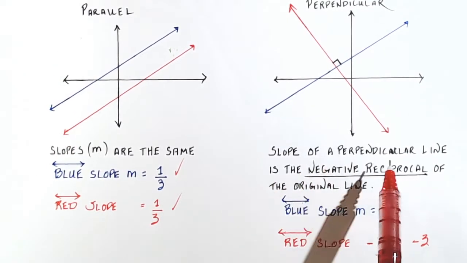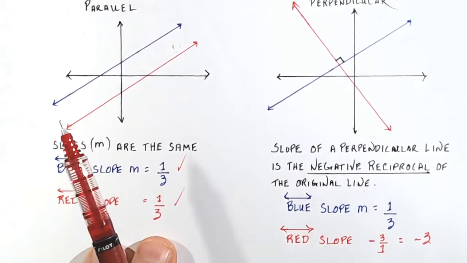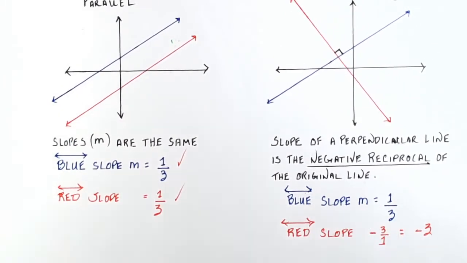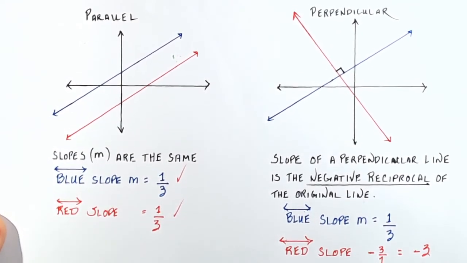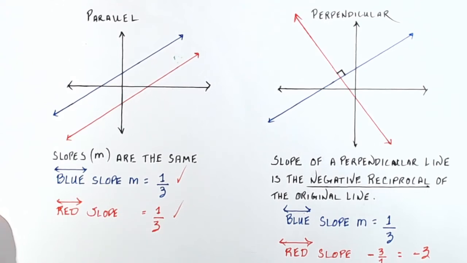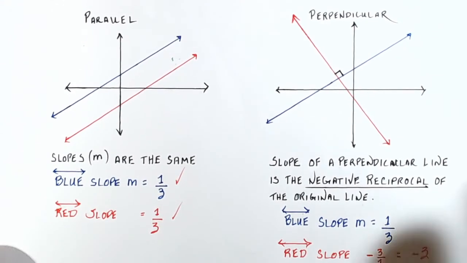Over here, the slope of a perpendicular line is the negative reciprocal of the original slope. And that will get us started with parallel and perpendicular lines. There's a lot more to learn, but that is enough to get us started.